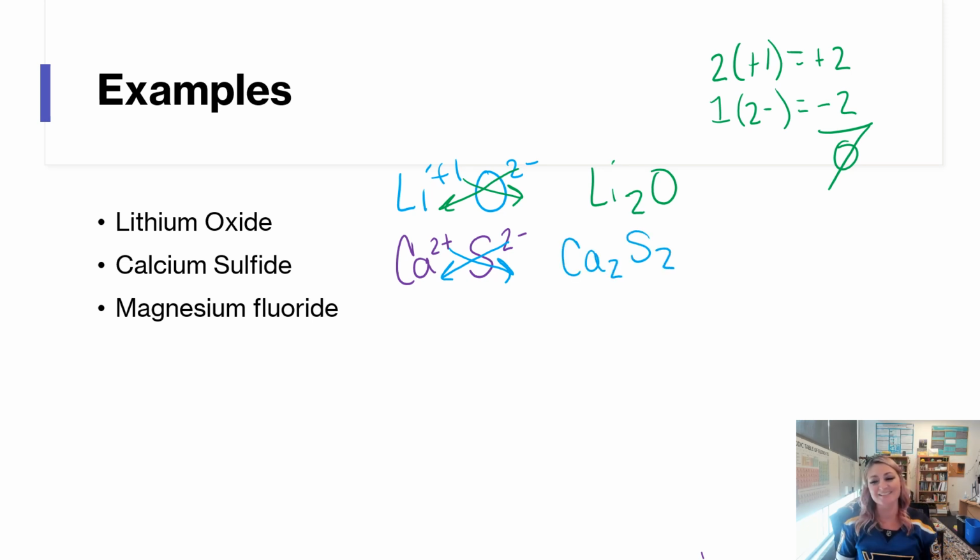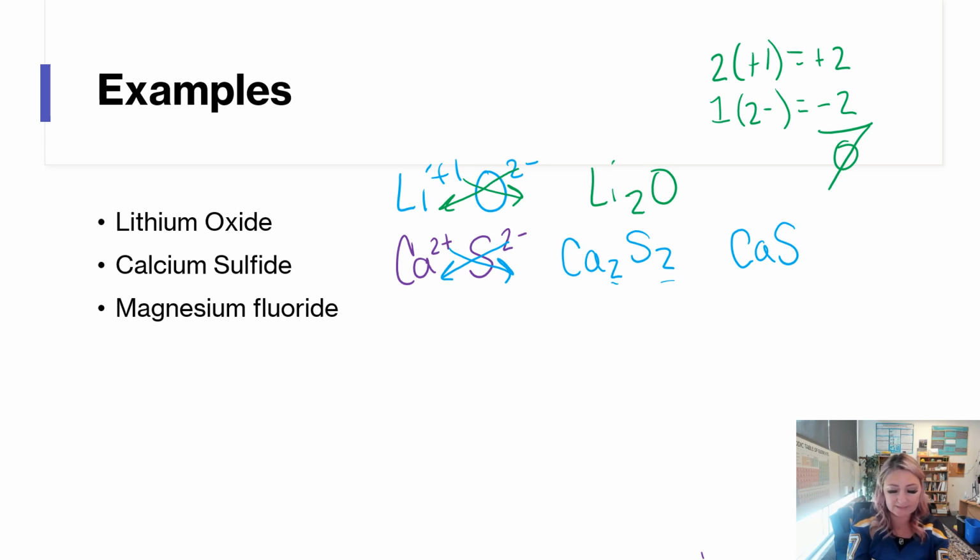Ca2S2. Wait a second. 2 to 2 is the same as 1 to 1. That's not the lowest ratio possible. I could divide both of those by 2. Because they're opposite but equal, we consider that a 1-to-1 ratio, and you would just write CaS. Now you only reduce for ionic compounds. Okay, that can be representative metals, transition metals, but if these are the same number, reduce them. Okay, we want the lowest ratio.